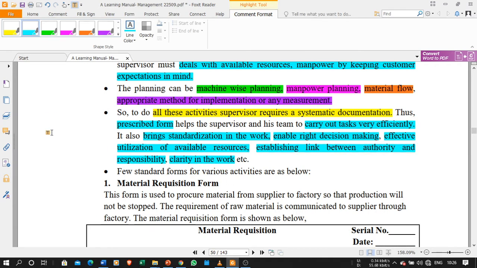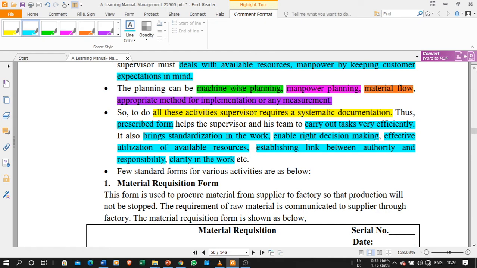So what are the advantages of the prescribed form? The prescribed forms will bring standardization. The work is on the same ground. Even though the supervisor is going to change, as standardized forms are there, everyone knows that he needs to fill the form in the particular manner. So even though a person does not come or someone has resigned from the job, your work does not get hampered. The work goes on in continuation.